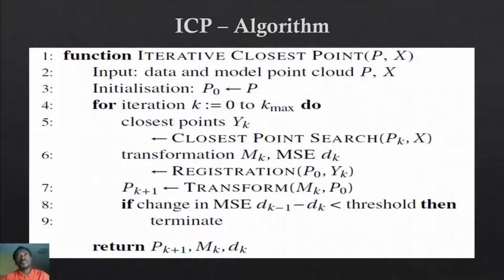The ICP algorithm iteratively computes the transformation that aligns two point clouds. This algorithm shows two point clouds P and X iterated over K max, which is the maximum number of iterations set for the registration process. Then a transformation is computed that aligns the data point cloud to the corresponding closest points in order to reduce the distance between the data point cloud and the model point cloud. These computations are repeated until the change in mean square error between the current and previous iteration is less than the set threshold.